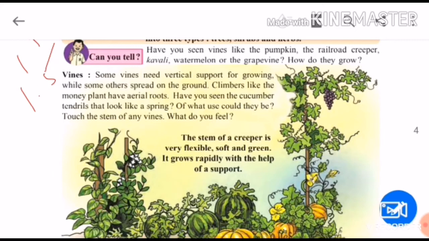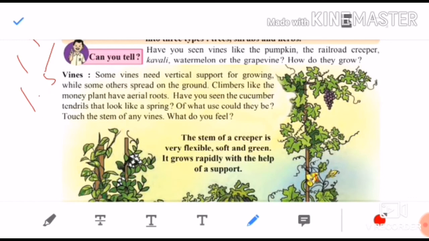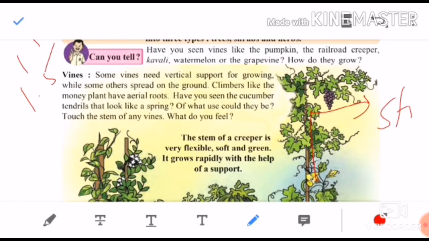Okay, so children, let's see the classification based on vines. Some vines need vertical support for growing. Children, can you see here? The support given here is a stick. These vines are grown on the stick, so they need a support to grow, while some others spread on the ground. Children, on the ground only they grow.